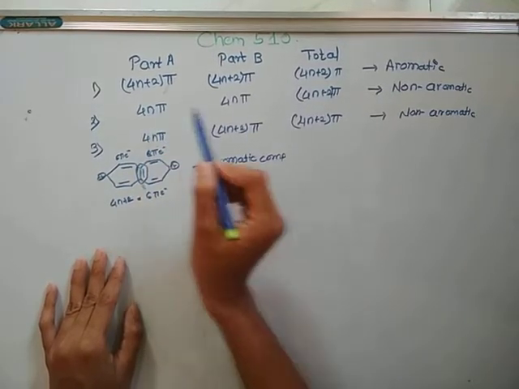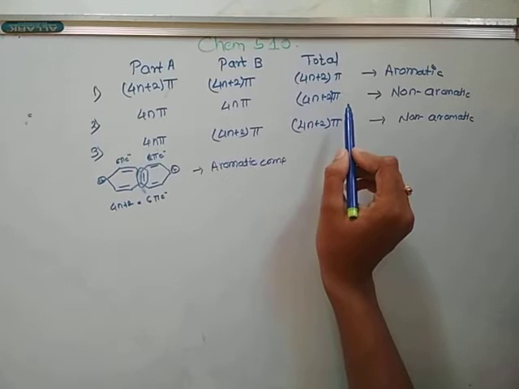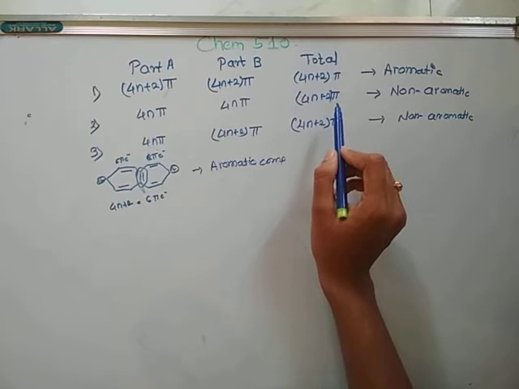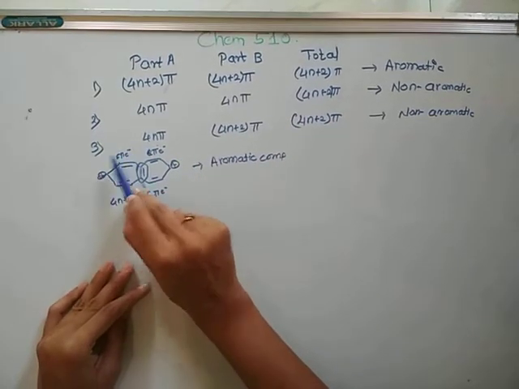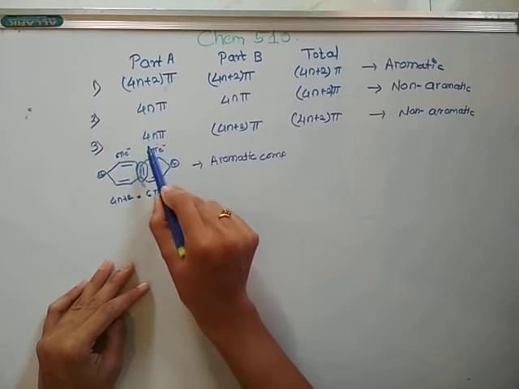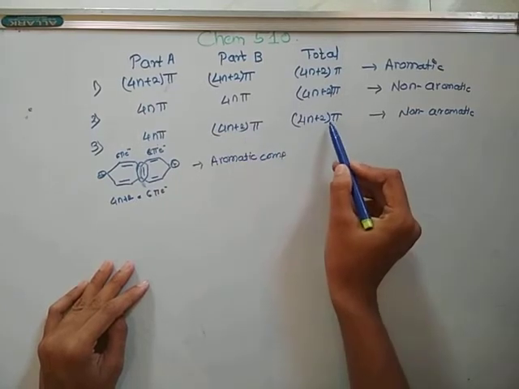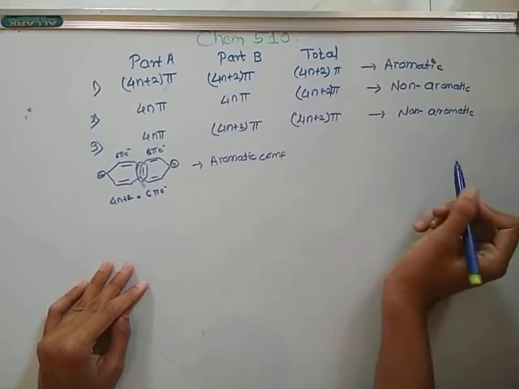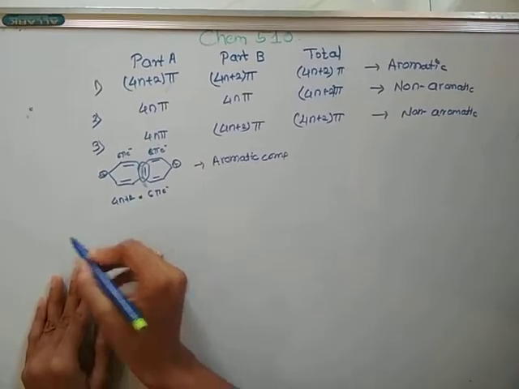Now the second one: part A having 4n pi electrons, B having 4n pi electrons, and its addition is equal to 4n pi electrons, then that will be a non-aromatic compound. The third one is part 1 having 4n pi electrons, second having 4n plus 2 pi electrons, and its addition will be 4n plus 2 pi electrons, then it should be non-aromatic. So we take some examples to make this table clear.